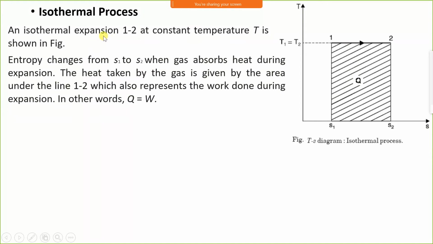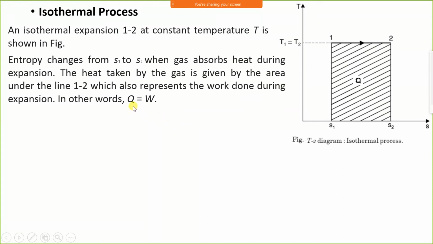Isothermal expansion 1 to 2 at constant temperature T is shown in the figure. Entropy changes from S1 to S2 where the gas absorbs heat during expansion. The heat taken by the gas is given by the area under the line 1 2, which also represents the work done during the expansion. In other words, Q is equal to W. We have already seen that Q is equal to W in an isothermal process. According to the first law of thermodynamics, Q is equal to change in internal energy plus work done. But the change in internal energy is 0 for constant temperature.